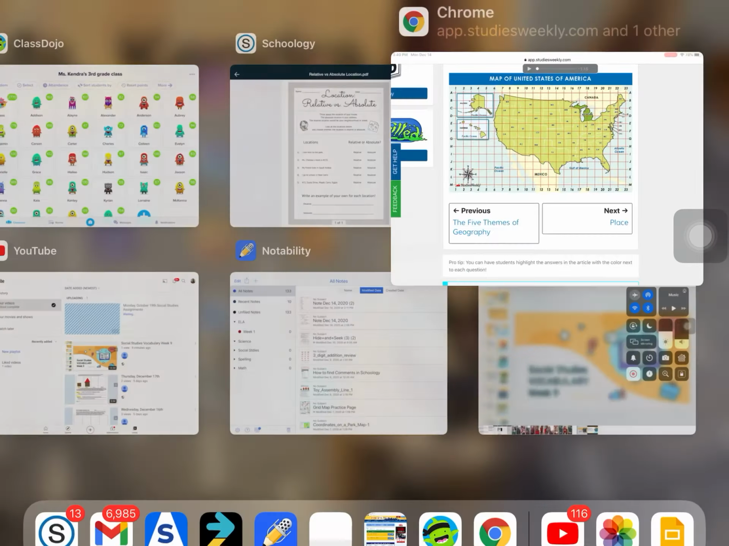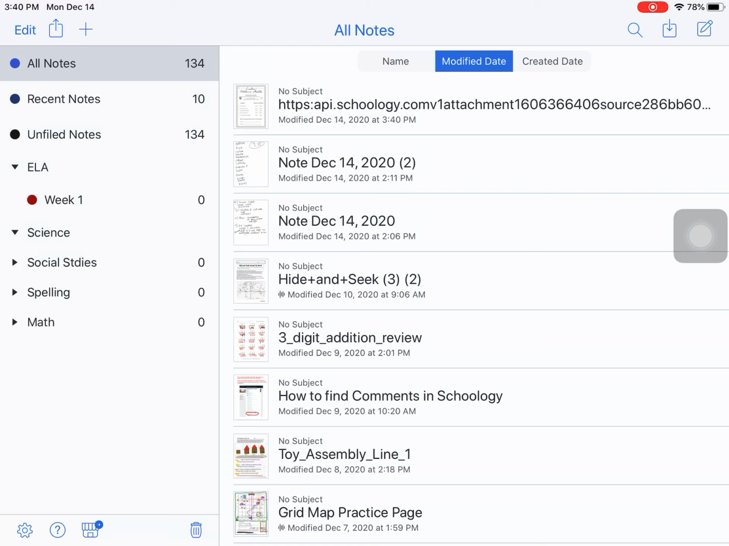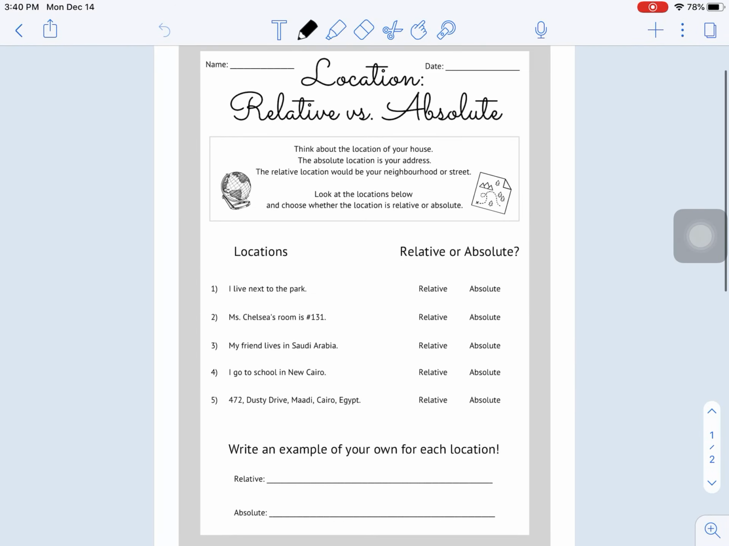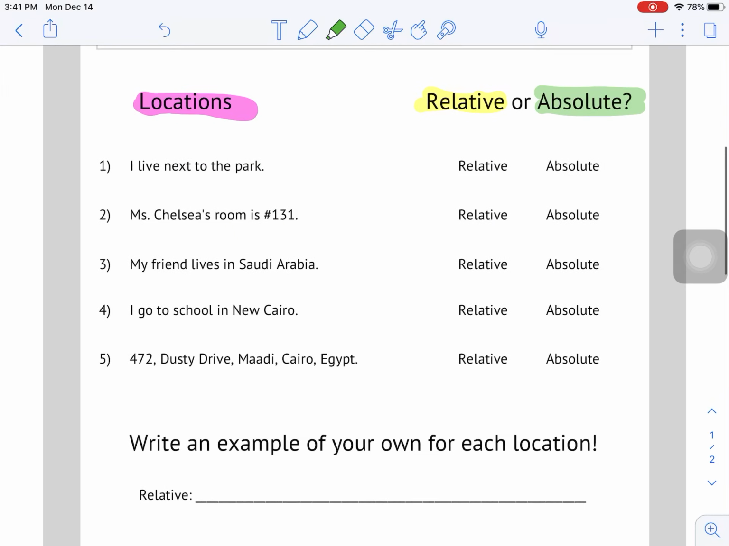Okay, I'm going to switch over to Notability. Here we go. All right, so this is your assignment for today, and this is what you will be working with. This is location, relative versus absolute. So your job will be to look at these locations here. I'm going to highlight that. Look at the locations, and then you're going to tell me, is the location relative or is it absolute? That will be your job here.